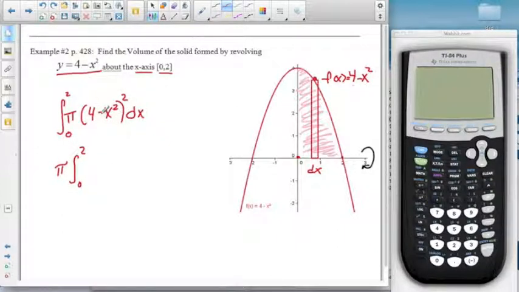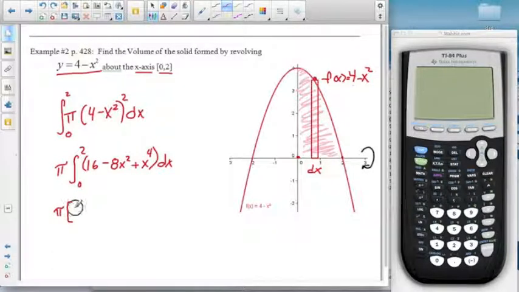So if we FOIL this, we're going to get 16 minus 8x squared plus x to the 4th dx. So that's the expression we get when we FOIL it. And then we're just going to integrate that piece by piece.